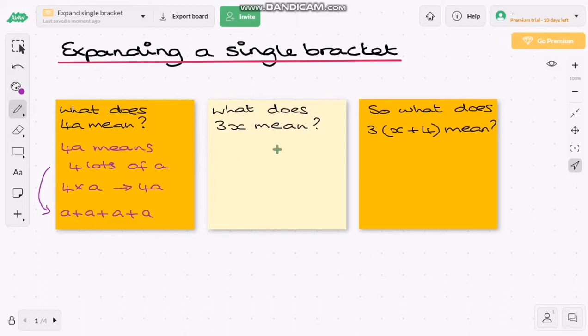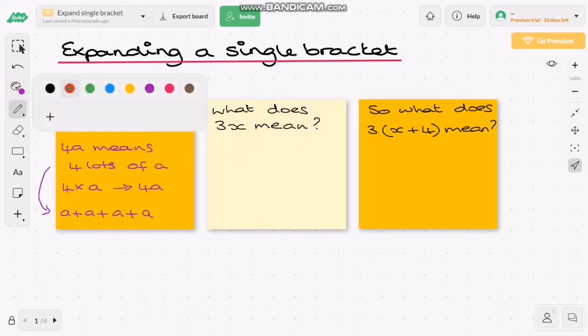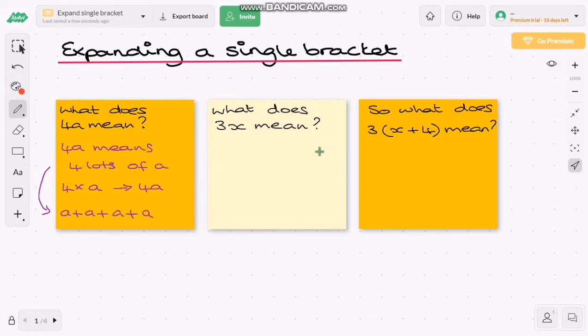So therefore, think about this question for 30 seconds. What does 3x mean? 3x means it's the same as the first question, so 3x means 3 lots of x's. It's the same as 3 times x, which obviously is shortened to 3x, and it also means x plus x plus x, 3 times. Okay, so that's what it means.